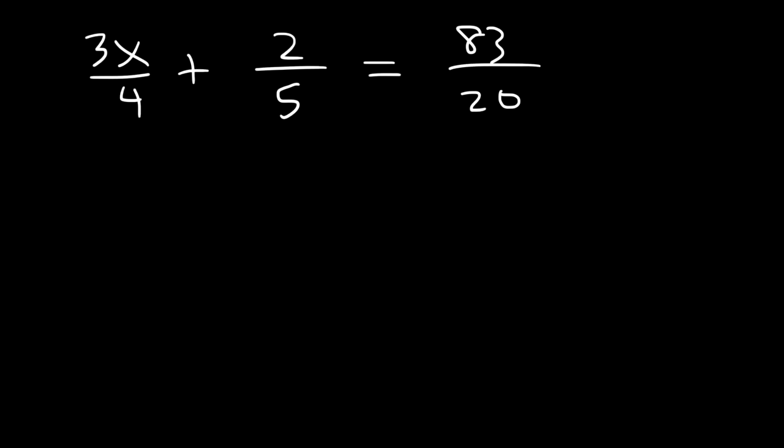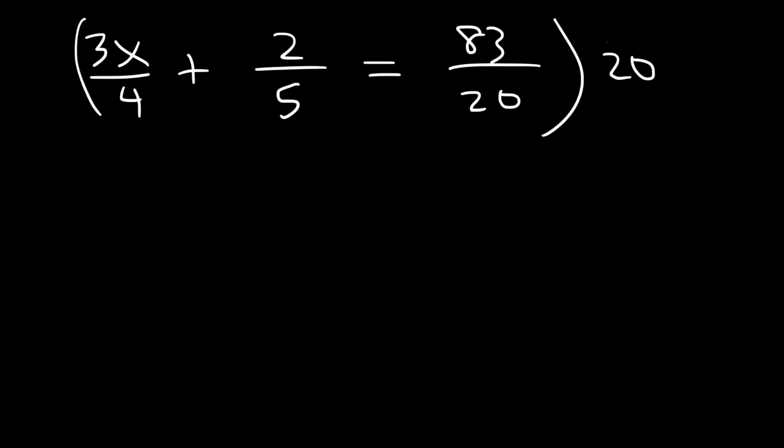Now let's find the least common multiple of 4 and 5. A quick way to find just a common multiple of 4 and 5 is to multiply the two numbers. 4 times 5 is 20. So if we multiply every fraction by 20, we can completely eliminate all fractions in the equation.